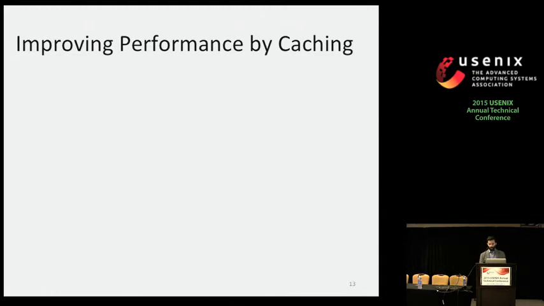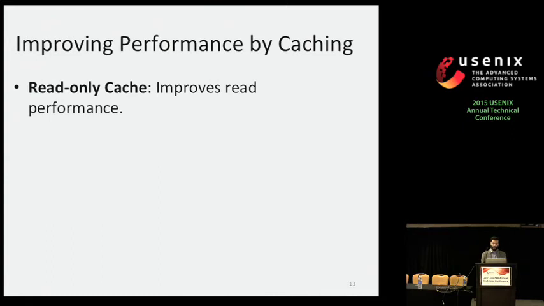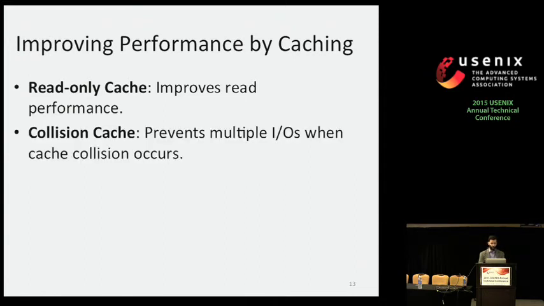In addition to this, we also implement caching. We have the traditional read cache that improves read performance. This cache is not involved with writes. Basically, when you want to read a popular key-value pair, you read it from memory as opposed to going all the way to the media, issuing IOs. But we also have the notion of a collision cache.